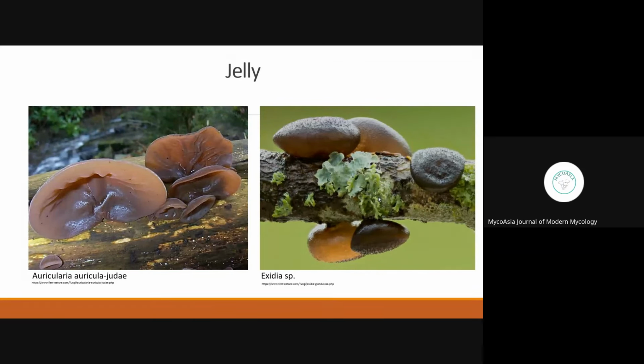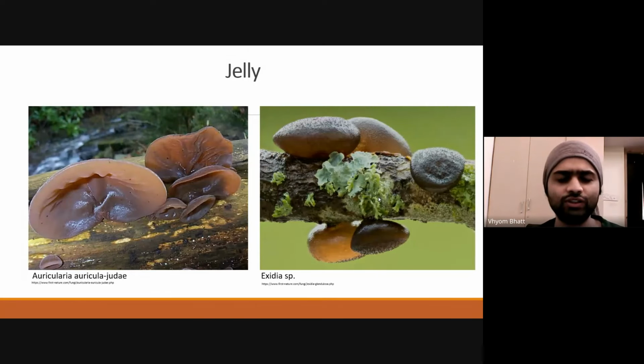Then there are jelly type mushrooms. I'm sure about this first example, Auricularia auricula-judae. It is one of the most common mushrooms that you see in the entire Western Ghat belt. I'm sure it's everywhere. It seems to have a cosmopolitan distribution, because I see it everywhere. Wherever I've been, I've seen this mushroom.